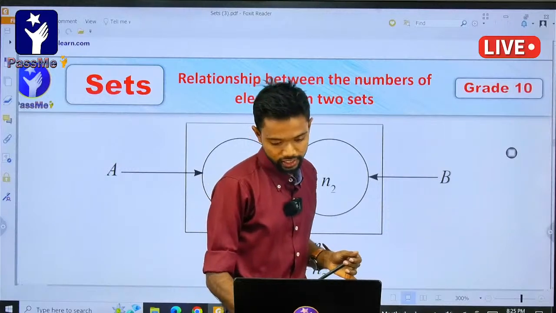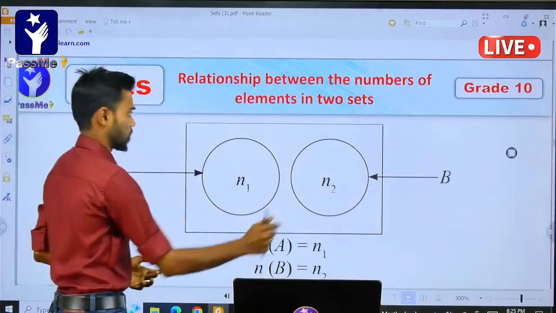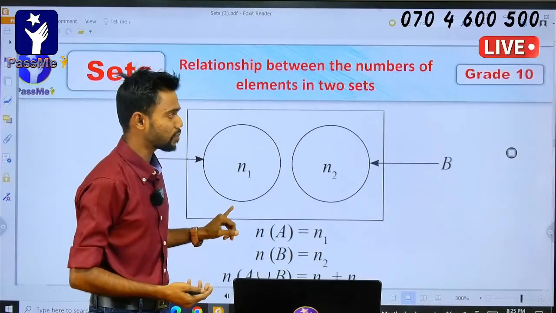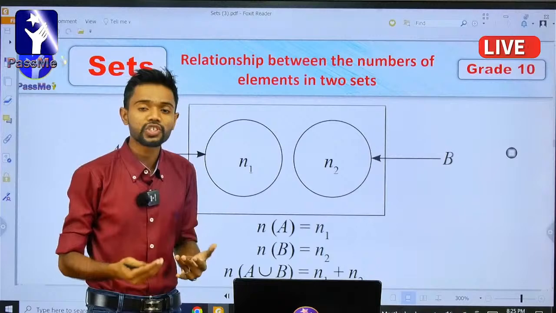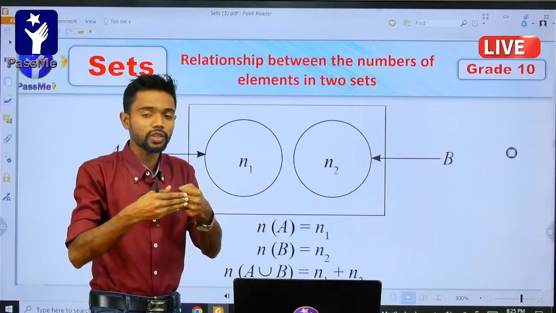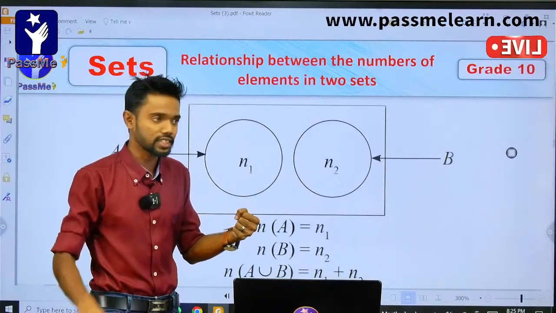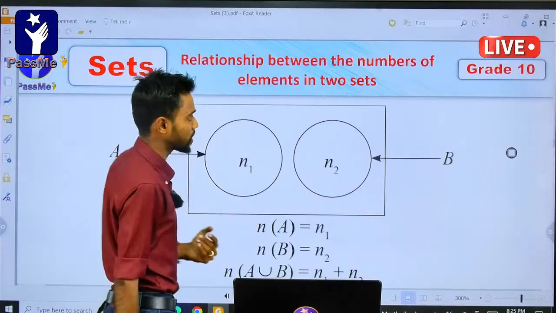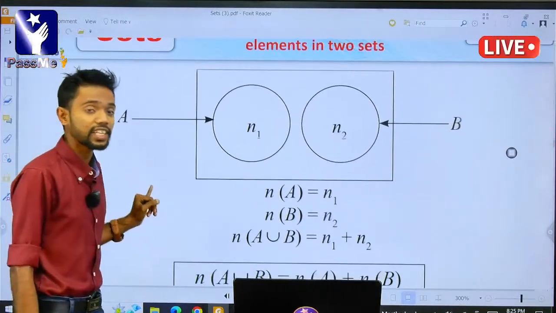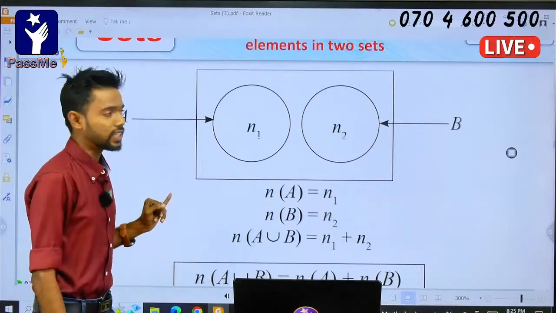Someone sent me a message through the chat: mutually exclusive. Yes. When it comes to probability, we will discuss the term called mutually exclusive. That means there is no common region for both of these sets. The lesson called probability we will discuss next week. Once we complete this set unit today, we will start probability next week, and grade 10 and also grade 11 will be covered in the upcoming week.